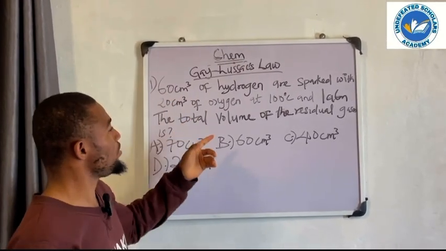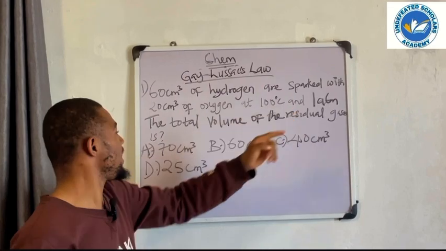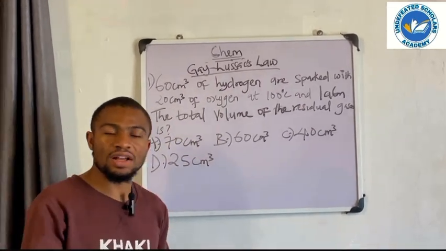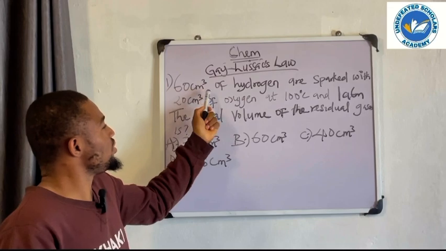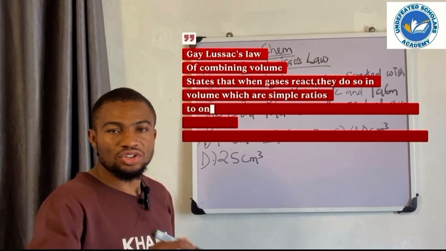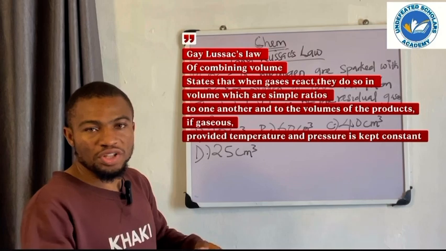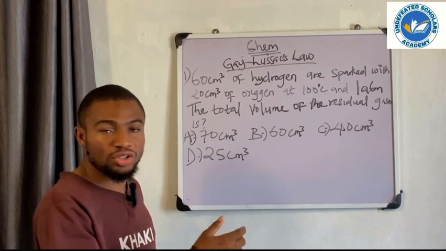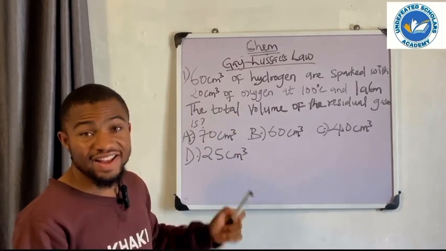So 60 cm³ of hydrogen is packed with 20 cm³ of oxygen at 100 degrees and 1 atmosphere. The total volume of the residual gases is... they're asking you the total volume of the gases that remain after 60 cm³ of hydrogen has been packed with 20 cm³ of oxygen. Now, Gay-Lussac talked about the combining volumes of gases and the volumes of the products being in simple whole number ratios. So we are going to simply talk about it and solve this. You will see that this is actually very simple.